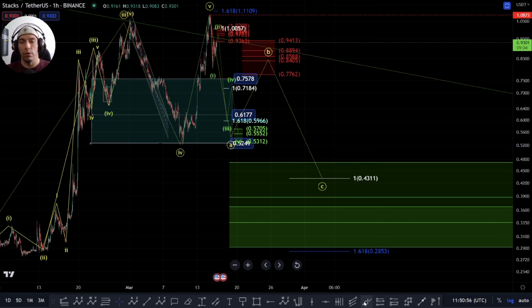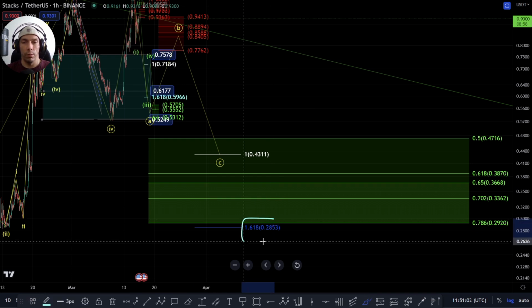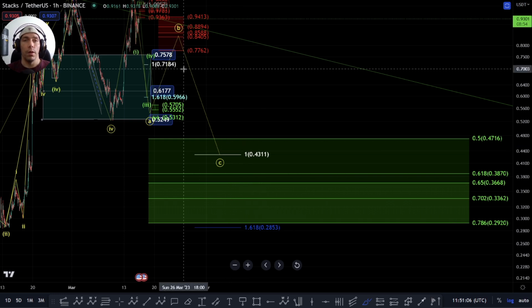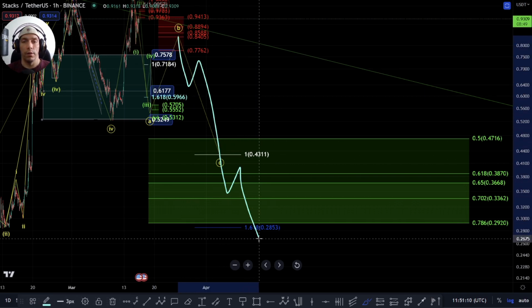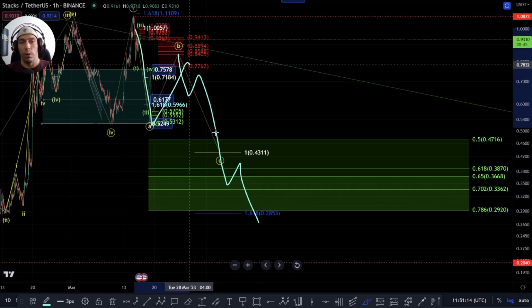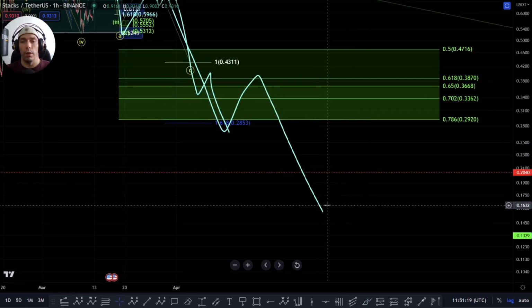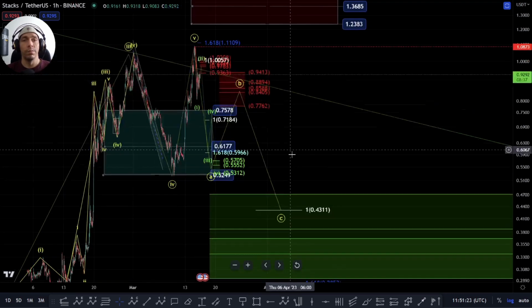Would be potentially coming down to this 1-to-1 here at this 43.11. And if this actually progresses deeper down here towards this 1618 at this 28.53, we'd have to be careful, because if we got a bigger 5 wave move down here, something like this, then we would have that potential of forming a bigger 1, 2, 3, 4, and then possibly having that 5th wave down, looking for those lower targets that we talked about in that bearish option.